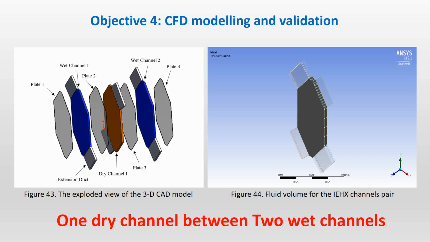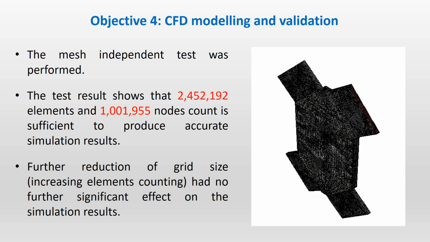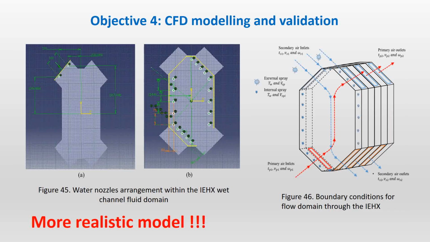I did the mesh independence test and sensitivity analysis. I found that the best result is obtained with 2.5 million elements and 1 million nodes. If I reduce the size of the grid, it's not going to give me any significant effects on the simulation result. So once again, this is the novelty of the work, a more realistic model by simply inserting the water spraying within the heat exchanger. And that's what we got.